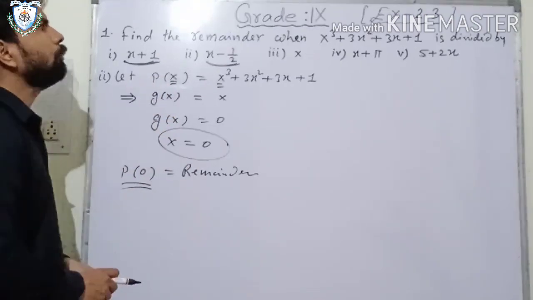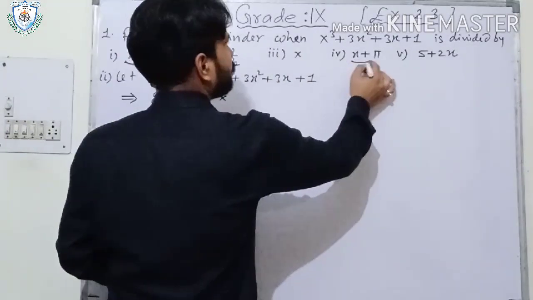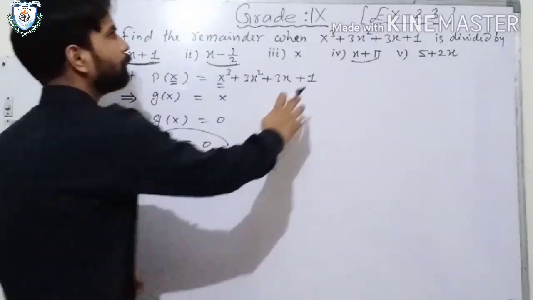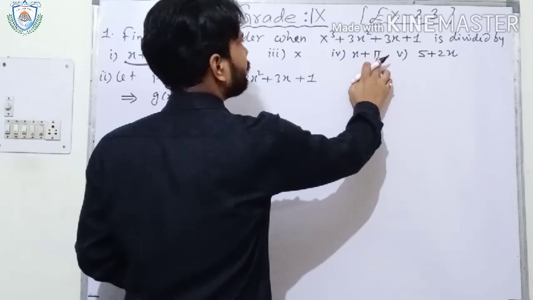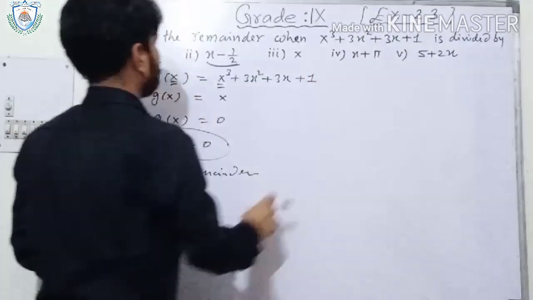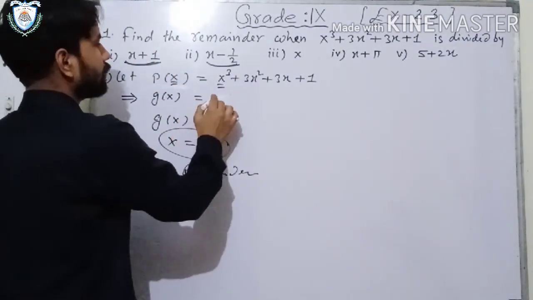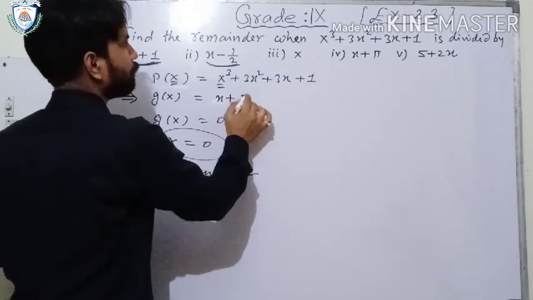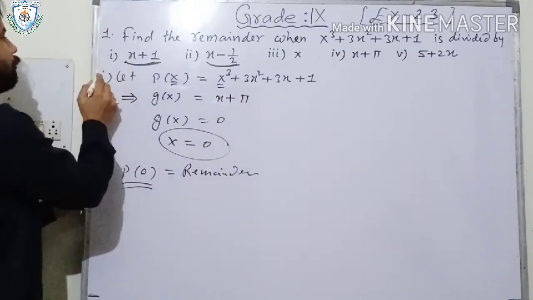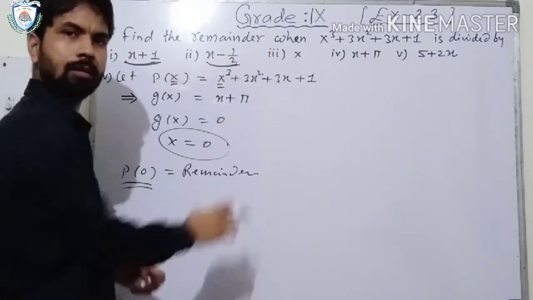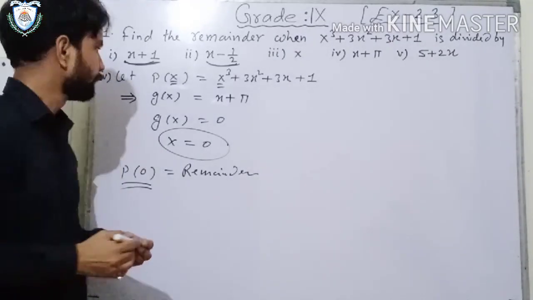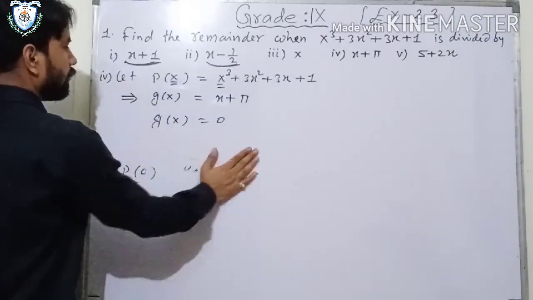Good. Now I am going to explain the fourth part to you. In the fourth part, g of x is given as x plus pi. What is given as g of x? x plus pi. So this is the fourth part. The third you can solve yourself. Clear? Okay. Now see.